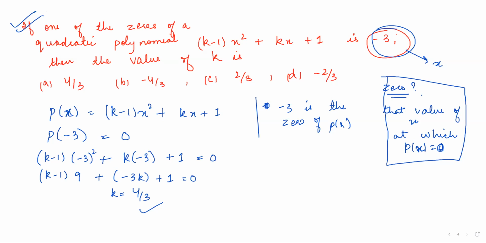Next, another good interesting question is, if alpha and beta are the zeros of the quadratic polynomial... The last question's answer was 4 by 3, Martin, 4 by 3. Okay. So you will solve it, you will get it. Please note down, it should be 4 by 3.